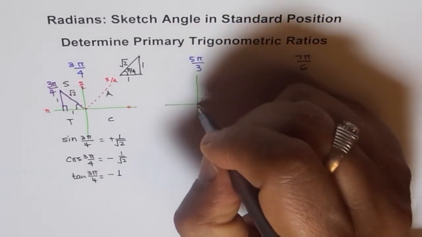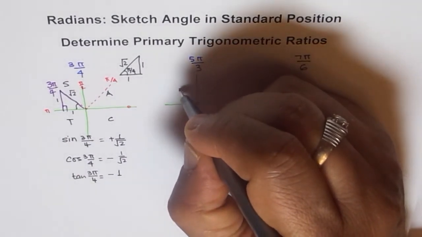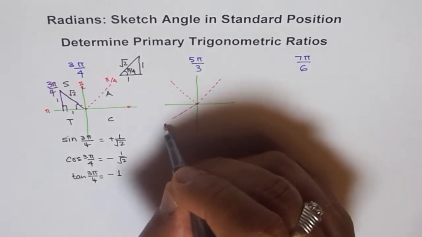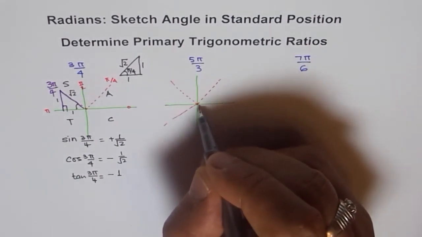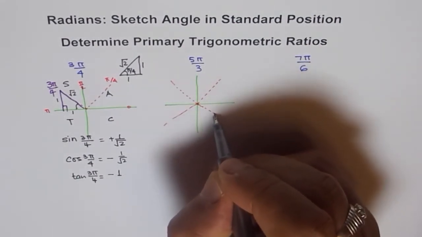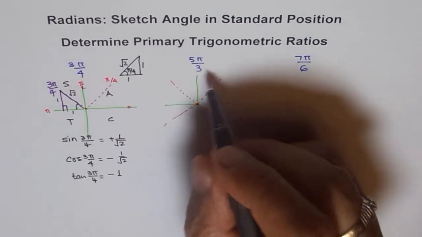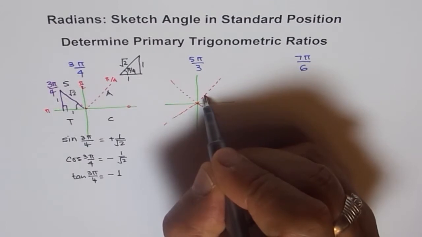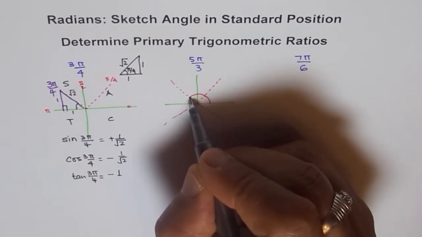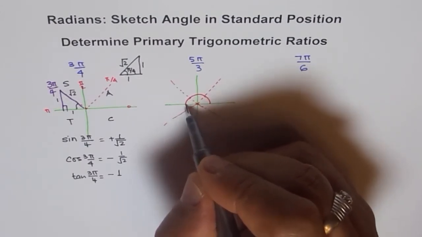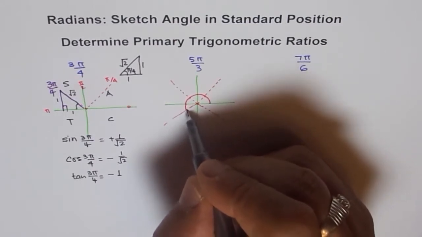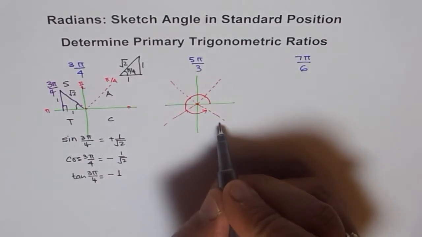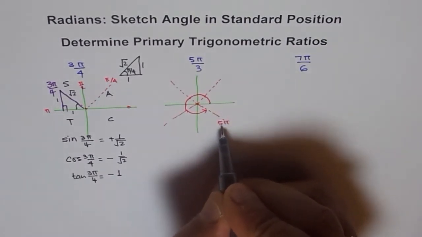One part, 2 part. So this is third. And then we have 4th, 5th and 6th. When we say 5 pi by 3: 1 pi by 3, 2 pi by 3, 3 pi by 3, 4 pi by 3 and 5 pi by 3. Okay, so that is my 5 pi by 3.